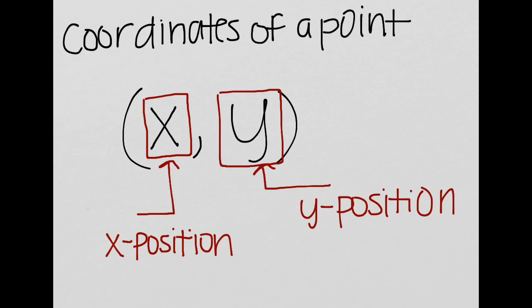Okay? Now the coordinates of a point. You will often see a point represented by parentheses or brackets, x, comma, y. The x represents the x position, and the second number, or the y, represents the y position. So it always goes x, y.